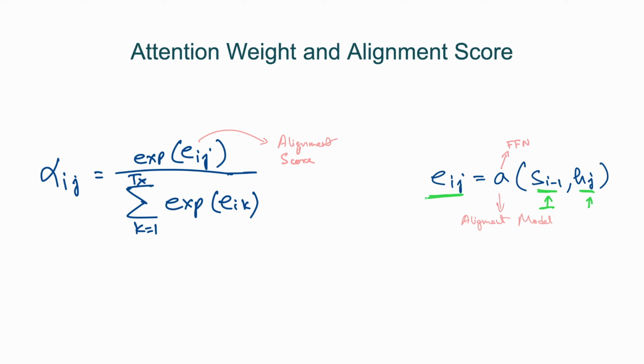This is also called energy, and it is used to calculate the attention weight. And to calculate this energy or the alignment score, we create this model called the alignment model. And this is a simple, small feed-forward neural network model.